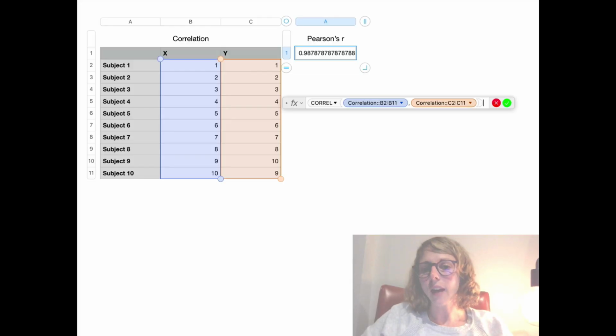And we can also use standard spreadsheeting software for computing correlations among variables. So we have our values for our X and Y variables, and we can use the correlation function to select the values of those variables and compute our Pearson's r correlation coefficient. Now this is Apple's Numbers, but it's pretty much identical in Excel as well. So another example for you to try out.